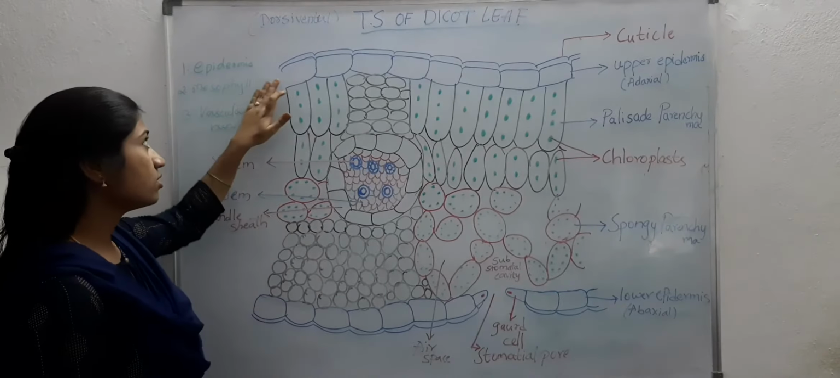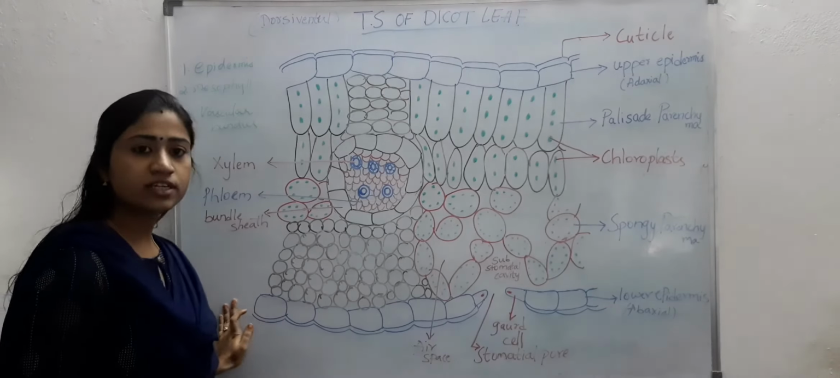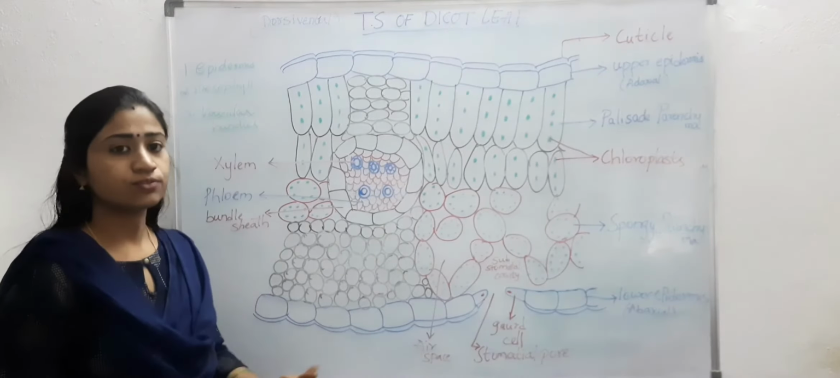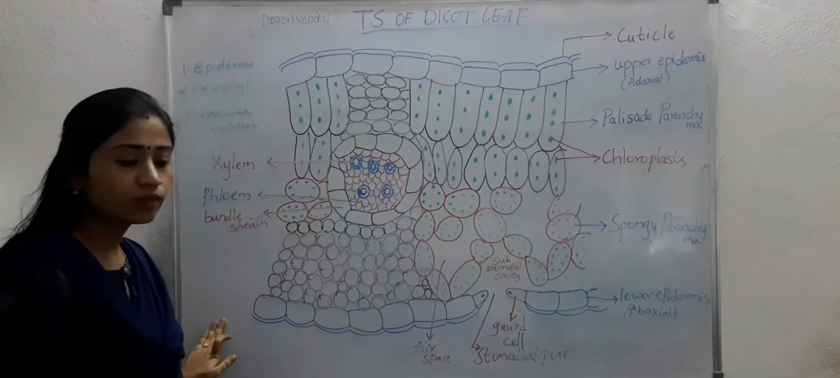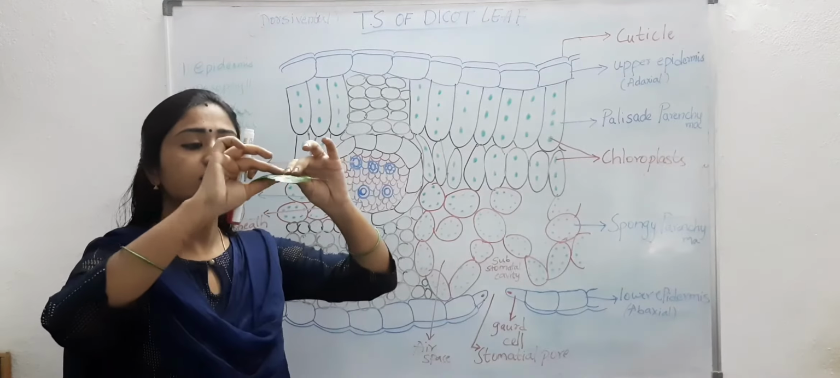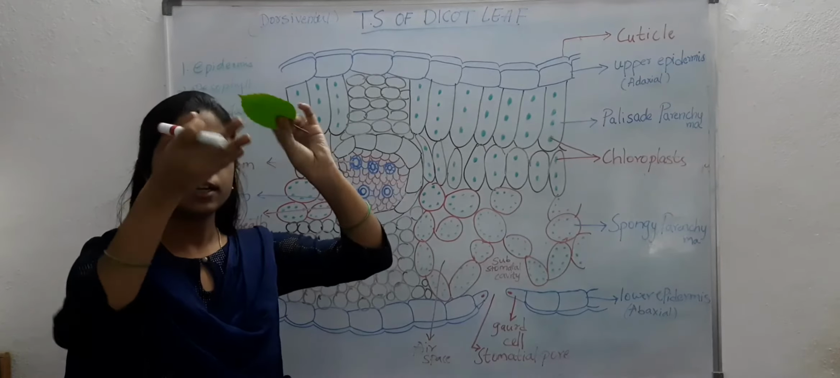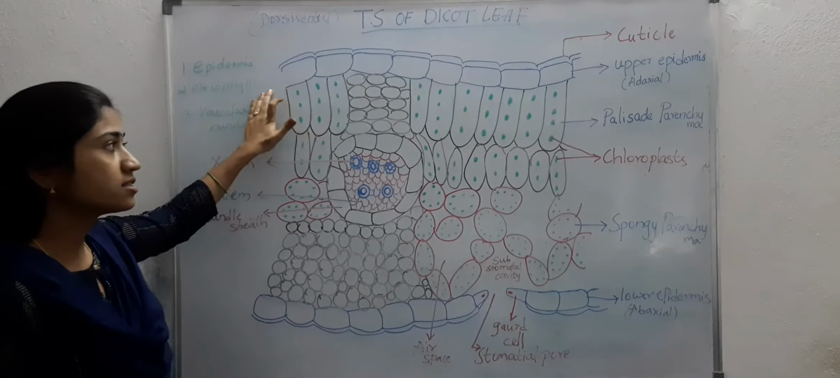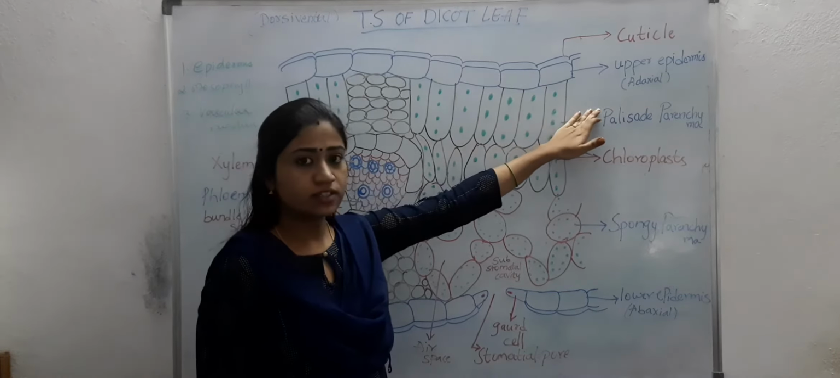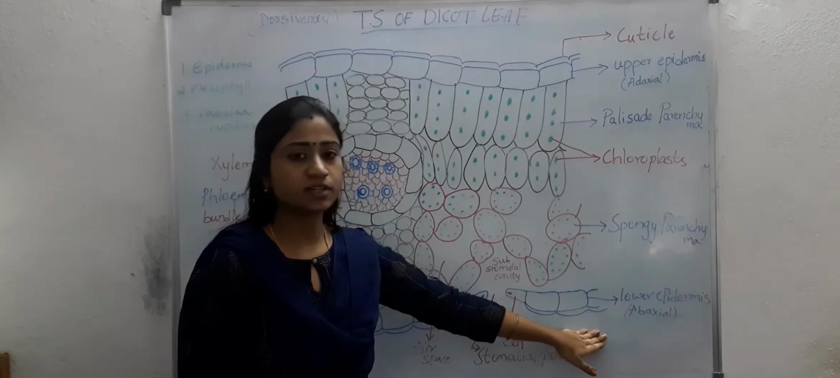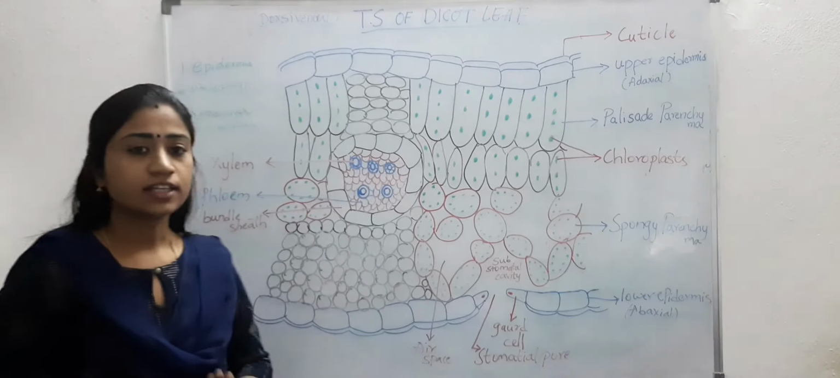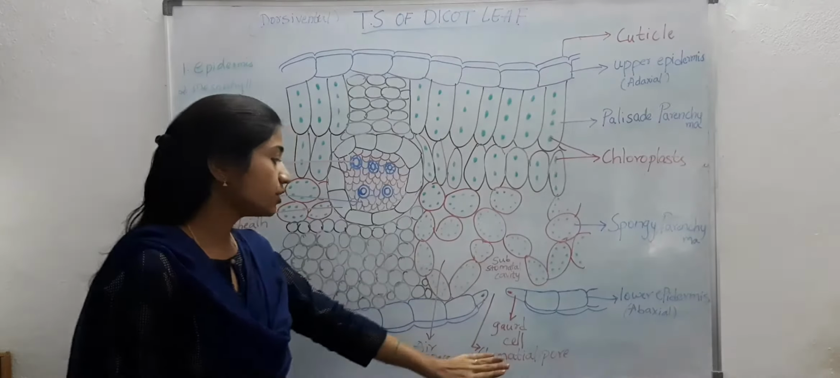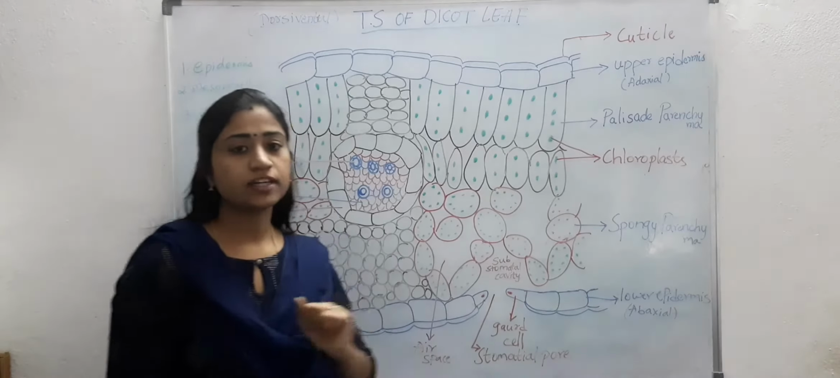Epidermis is seen on the upper side and the lower side of the leaf. It is the outer covering of the leaf, upper side and lower side. Here you can see this epidermis, and on the lower side also. The upper epidermis is present on the adaxial side and the lower epidermis is present on the abaxial side.